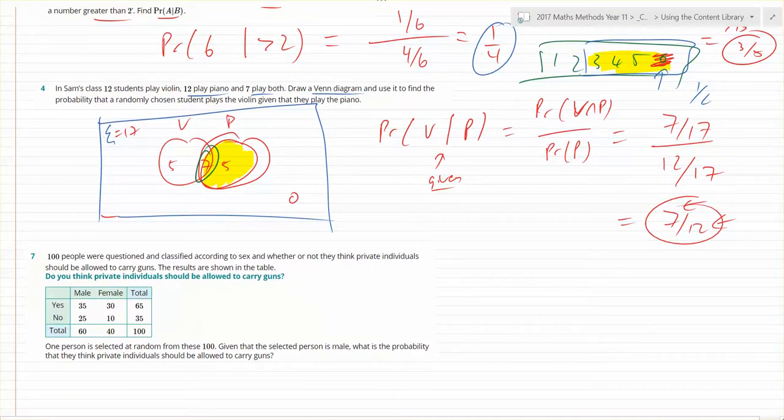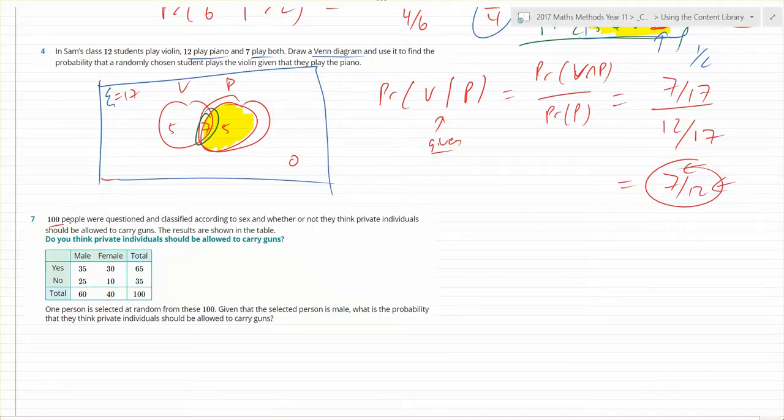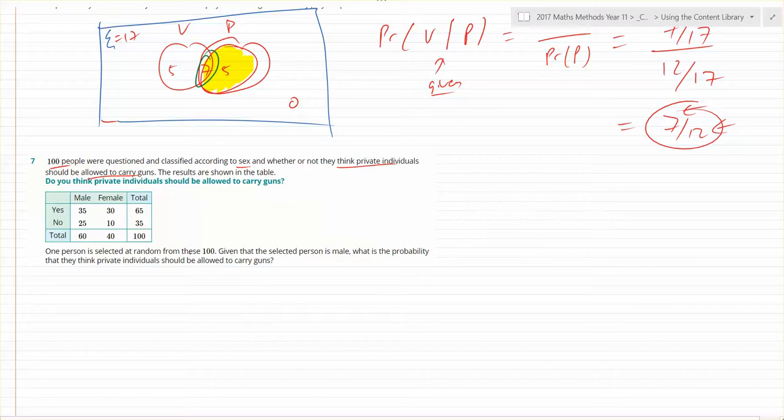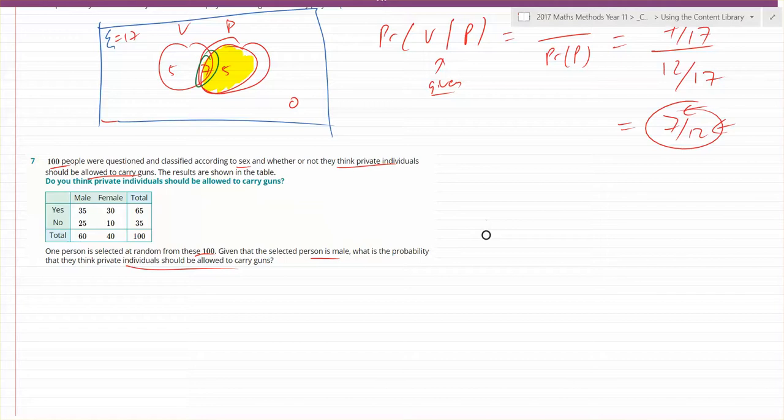Okay, so for question 7, 100 people were questioned, classified according to sex and whether they think private individuals should be allowed to carry guns. The results are shown in the table. So, alright, we have a two-way table, or a Karnaugh map. It says one person is selected randomly from these 100. Given that the selected person is male, what is the probability that they think private individuals should carry guns?